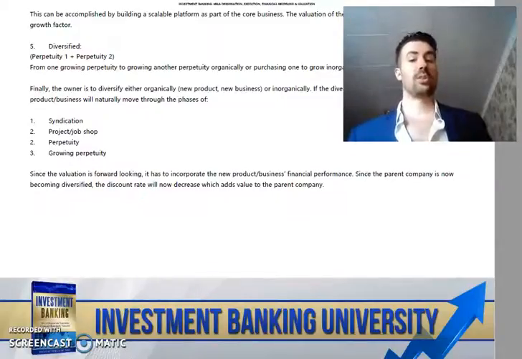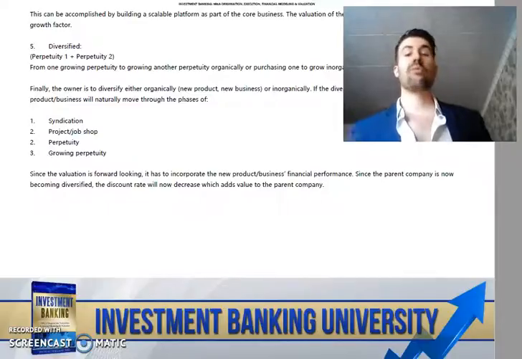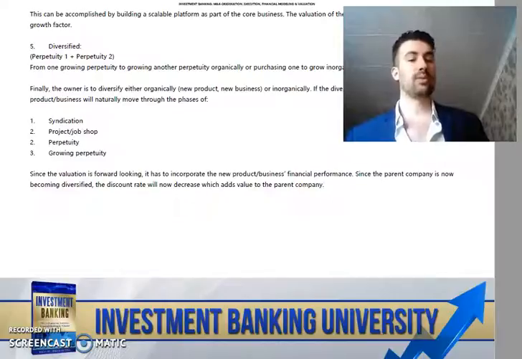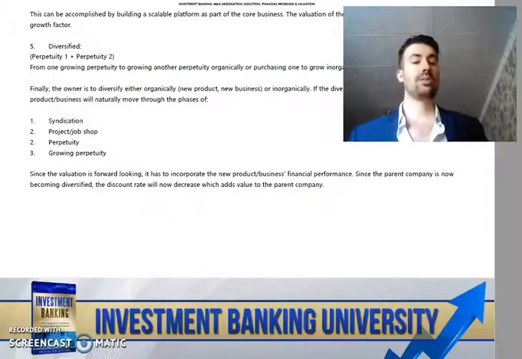If diversification is organic, the new product or business will naturally move through the phases of the perpetuity, which we've already discussed, being syndication, project or job shop, perpetuity, and growing perpetuity. And since the valuation is forward-looking, it has to incorporate new product and business financial performance. And since the parent company is now becoming diversified, the discount rate will now decrease, which adds value to the parent company.